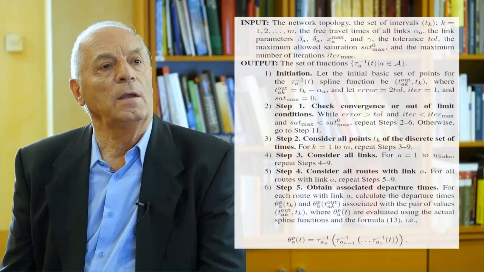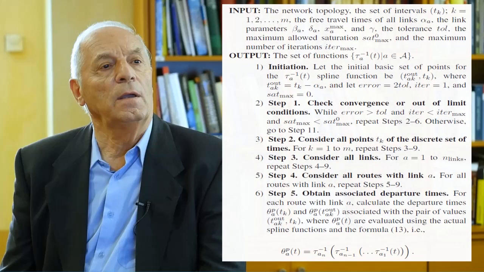Next, we describe the organigrams or flowcharts that we have used to write the computer program in MATLAB. The input data consists of the network topology, the set of cubic spline basic points, the model parameters, and the maximum allowable saturation and number of iterations, together with the tolerance, to control the convergence of the process. As output, we look for the inverses of the tau functions for all links, because these functions allow us to evaluate anything. In the initiation step, we set the initial values as indicated.